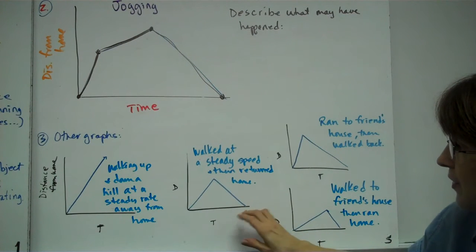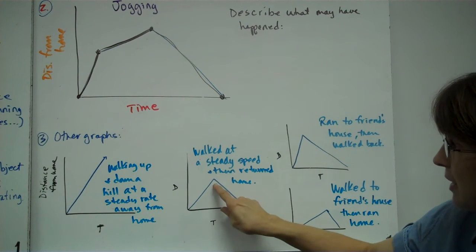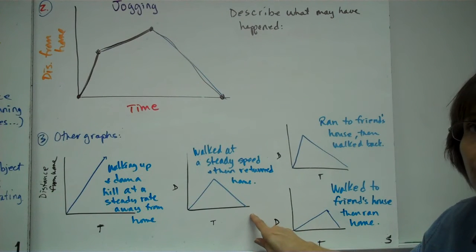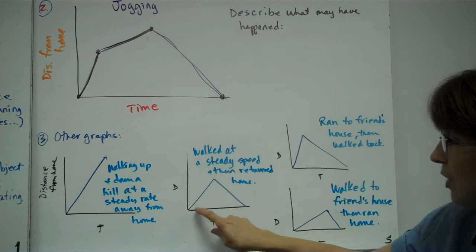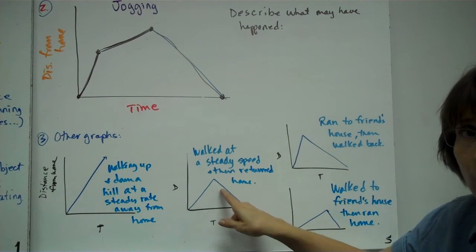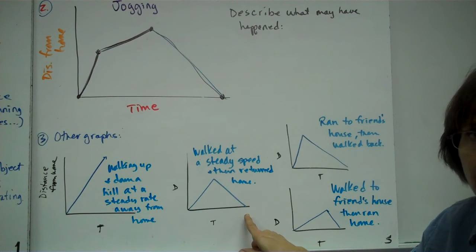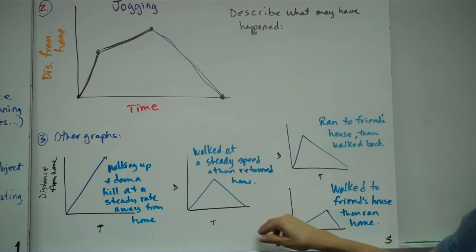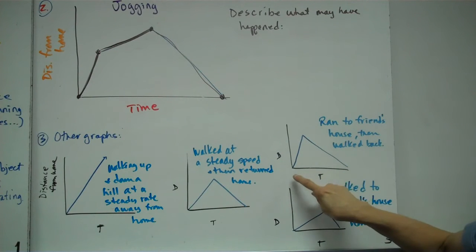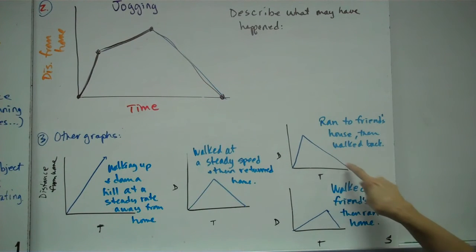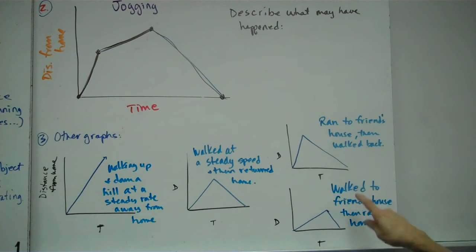Now if you have this one, this could mean that you walked at a steady speed and then you turned back home. It's not up and down a hill again. It means you walked away from home, then you turned around and walked back at the same rate. Maybe you're going to your friend's house and coming back. This one could be you ran to your friend's house and then you immediately walked back home. Maybe your friend wasn't there. Here you walked to your friend's house and then you ran home.